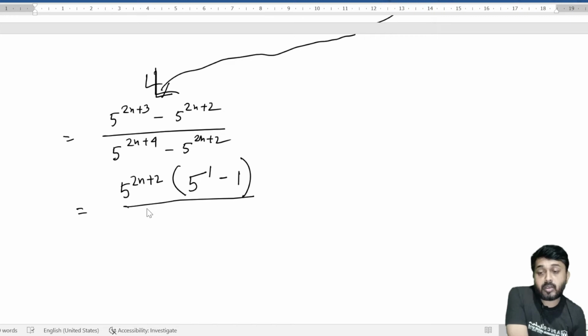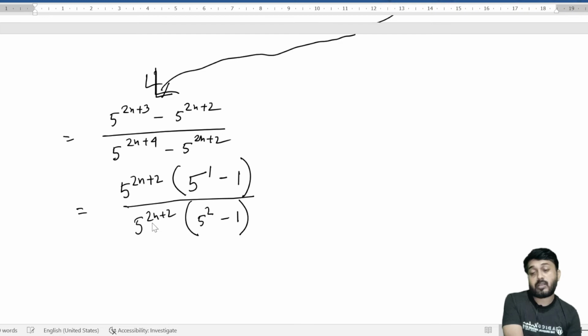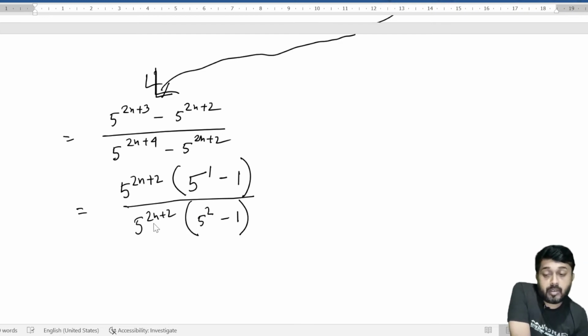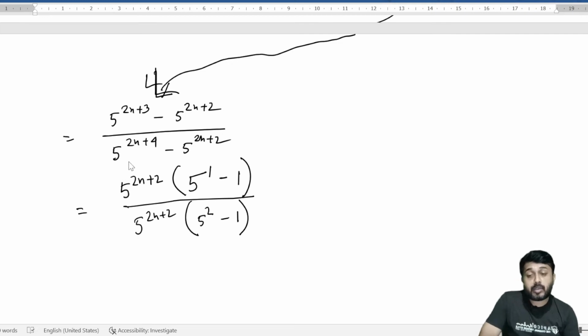And below in the denominator, see 5 to the power 2n plus 4, okay, and here 5 to the power 2n plus 2. If you take 5 to the power 2n plus 2 common out, then 5 square is remaining here from the first term in the denominator. From the second term, all that is remaining is 1. Okay, the same thing is here. 5 to the power 2n plus 2 into 5 square is giving you 5 to the power 2n plus 4, because both the indices get added up to give you 2n plus 4, right? This plus this, because of multiplication, right?